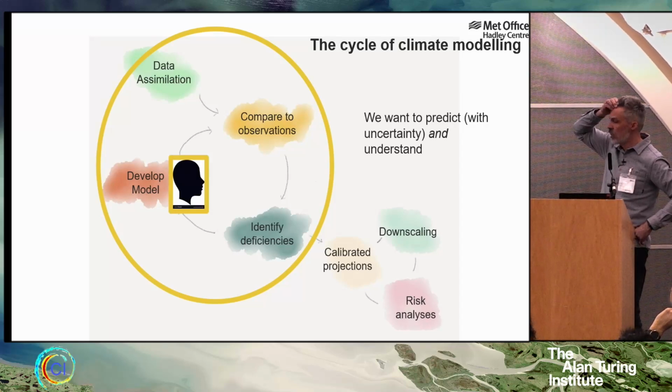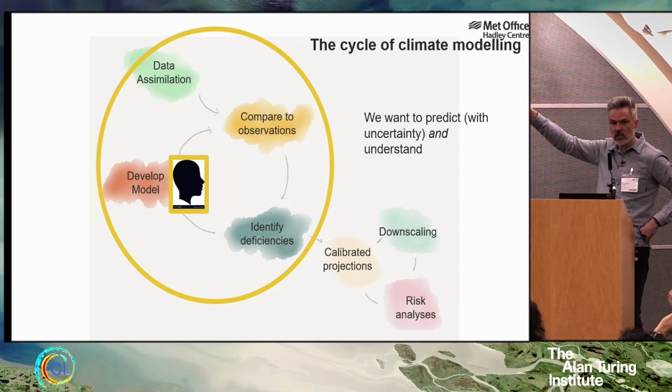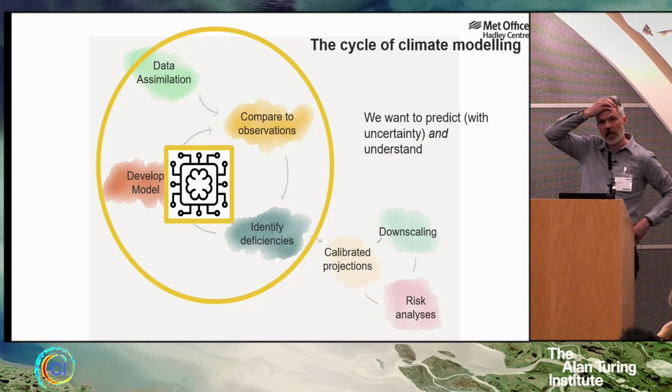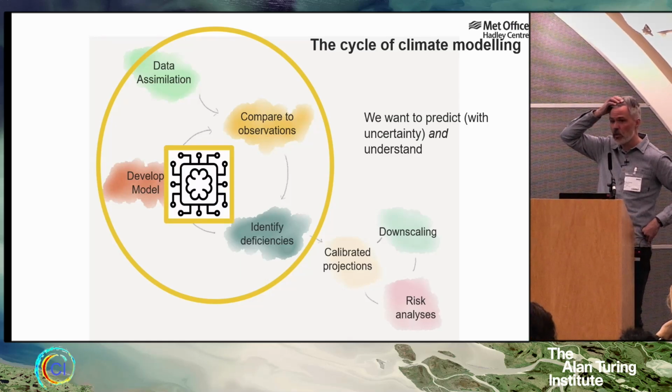And there's always been a human in the loop on that. You know, the model development process is a very human process, and therefore there are a lot of biases in the models quite often, especially when you couple them up. But that's increasingly becoming driven by machine learning, which is super exciting.